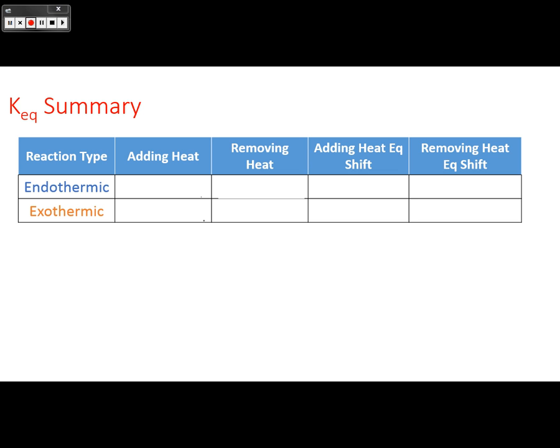Adding heat for an endothermic reaction increases the equilibrium constant. Removing heat decreases it. Adding heat causes it to shift right. Removing heat causes it to shift left. For an exothermic reaction, if we add heat, we decrease KEQ. Removing heat increases it. Adding heat to an exothermic reaction shifts it left. Removing heat shifts it right.